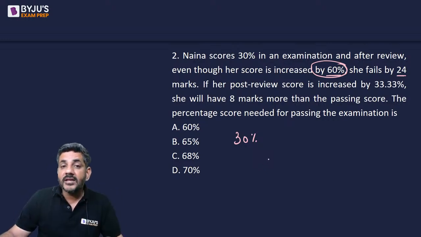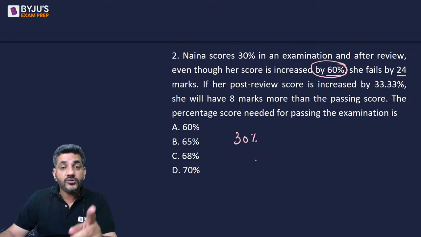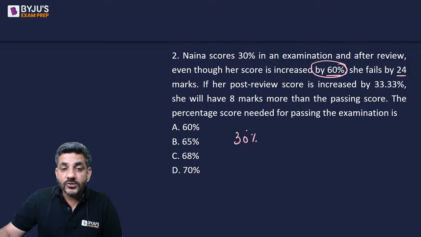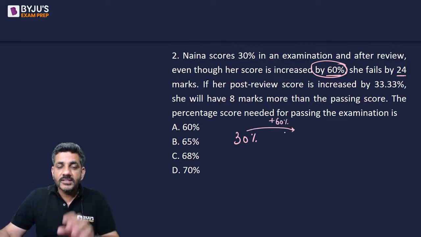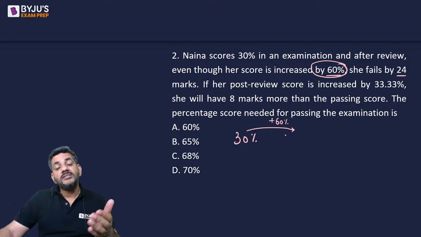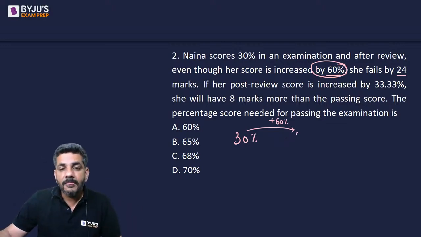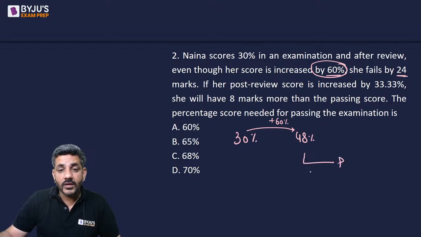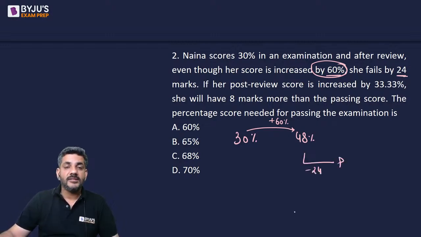It will become 90 if it increased by 60 percentage points, but it is not increased by 60 percentage points, it is increased by 60%. So 30% increased by 60%, that means 30% plus 60% of 30, that makes it 48%. It says this score is 24 less than the passing marks. She fails by 24. That means the score is 24 less than the passing marks.